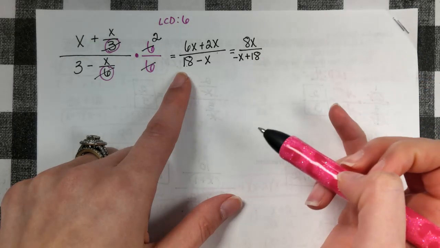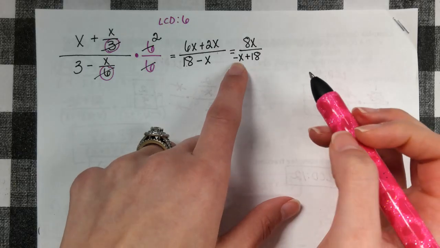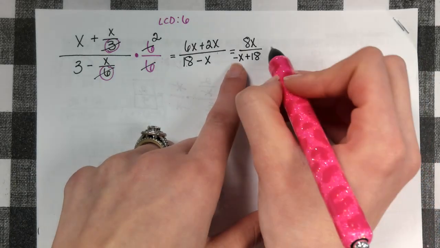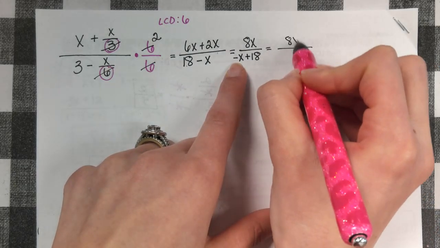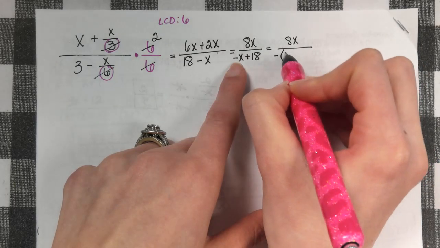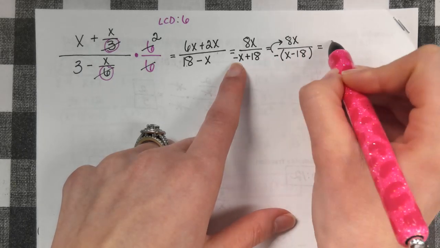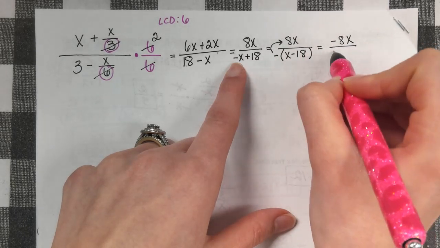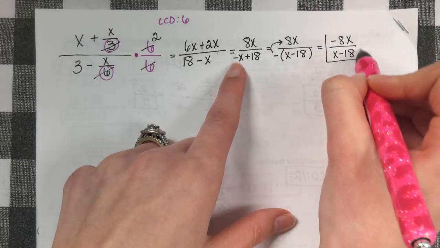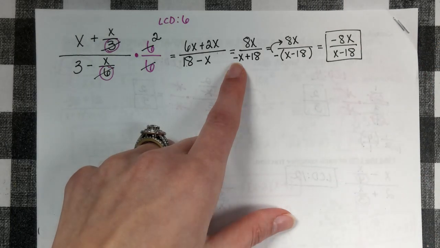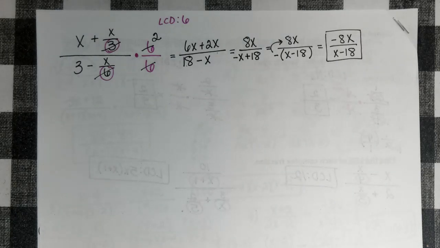Would I be able to leave it like that? No, I have to take that negative out, and then I never want a negative in the denominator. So I've got my 8x over, take out the negative 1, and that leaves me with x minus 18. And so that negative comes up: negative 8x over x minus 18. Okay. Do we still need to show the top and bottom separated? Okay. It's, I think, in the notes if you want to look back at it.